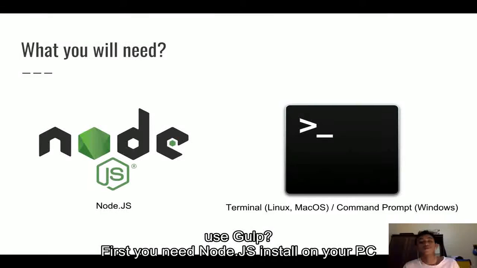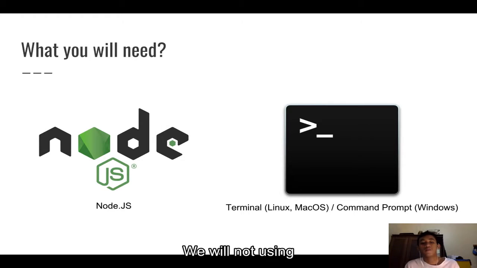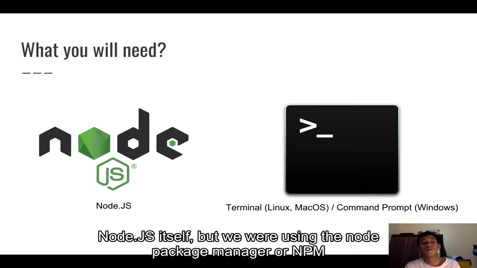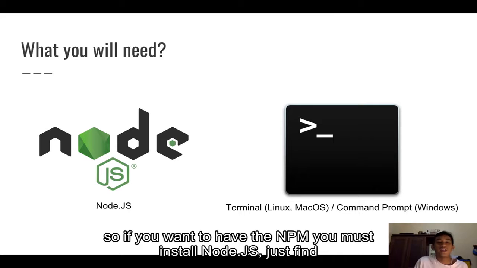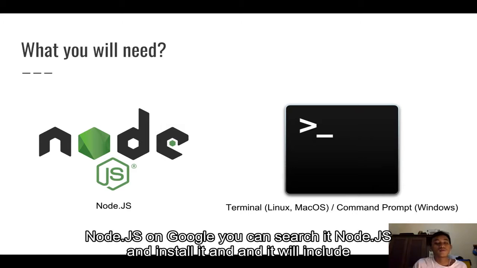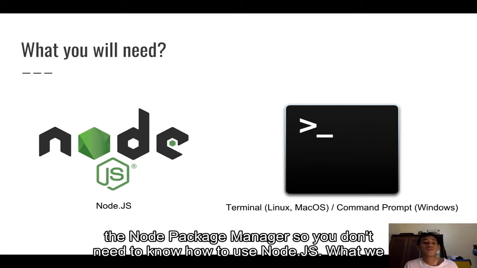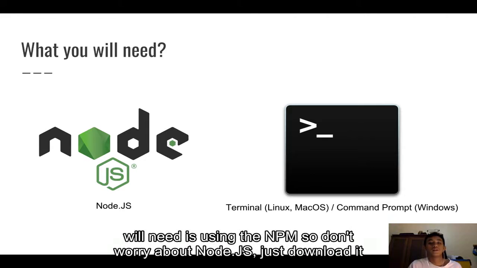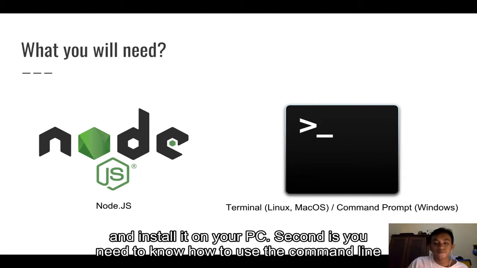So what you will need to use Gulp. First, you need Node.js installed on your PC. We will not be using Node.js itself, but we will be using the Node Package Manager, or NPM. So if you want to have NPM, you must install Node.js. Just search for Node.js and install it, and it will include the Node Package Manager. You don't need to know how to use Node.js. What we need is NPM. So don't worry about Node.js, just download it and install it on your PC.